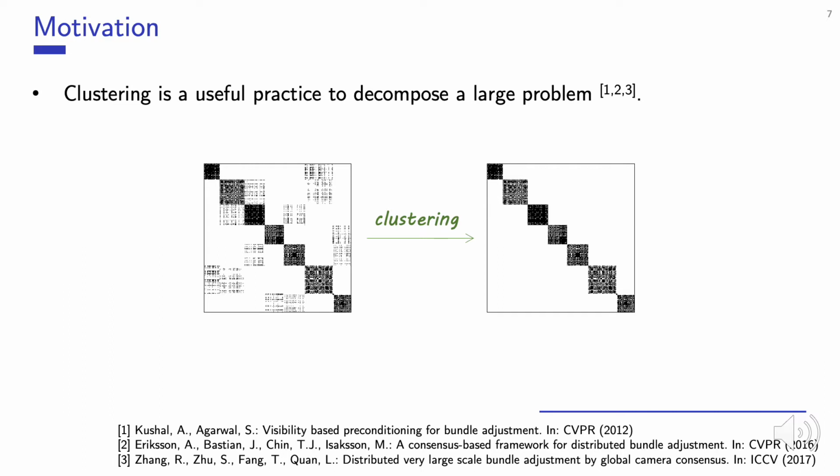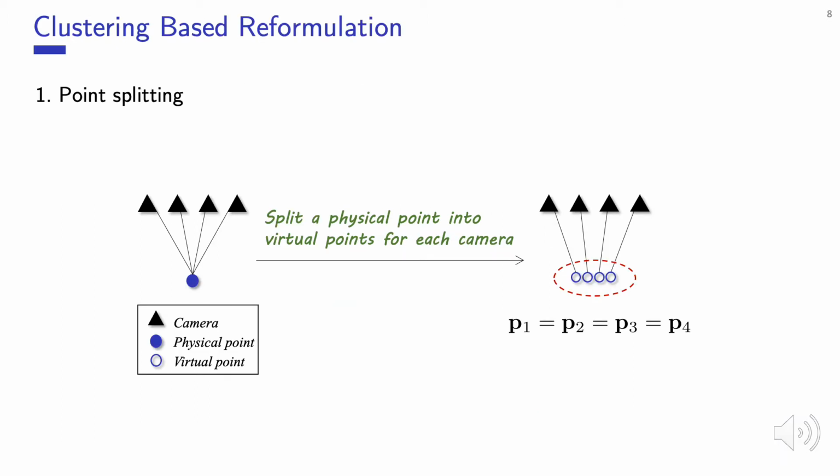In order to accelerate boundary adjustment, we propose to use clustering to decompose the reduced camera system. We start from the reformulation based on clustering. For example, for a physical point viewed by 4 cameras, we split the point into 4 virtual points, one for each camera. Besides, we enforce the equality of the 4 virtual points.